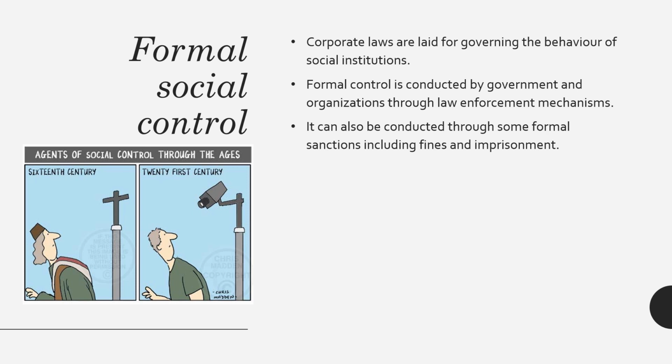Formal control is conducted by the government and organisations using their law enforcement mechanisms. So that can be everything from the police and the justice system that we're quite aware of, to things like the health and safety executive, who can enforce health and safety laws at work.